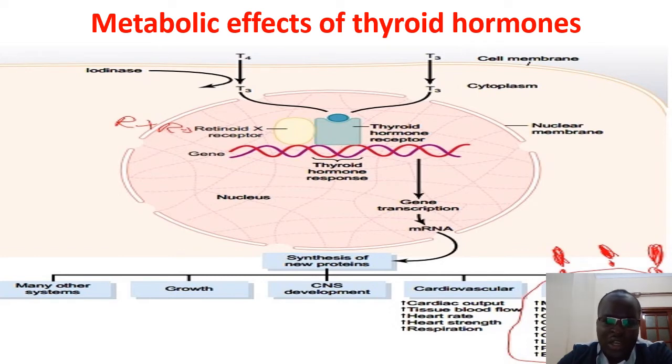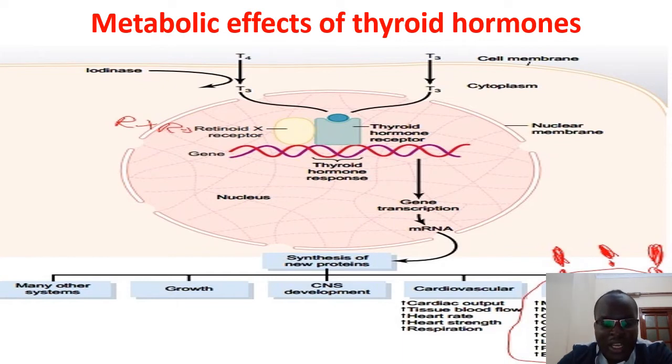The T3 will bind to intracellular proteins, to be transported and released to the nucleus. In the nucleus, it will bind to the thyroid hormone receptor. The thyroid hormone receptor complex can also bind with the retinoid receptor. This is going to enhance transcription of DNA into messenger RNA. The messenger RNA will move to the rough endoplasmic reticulum for the synthesis or production of new proteins.